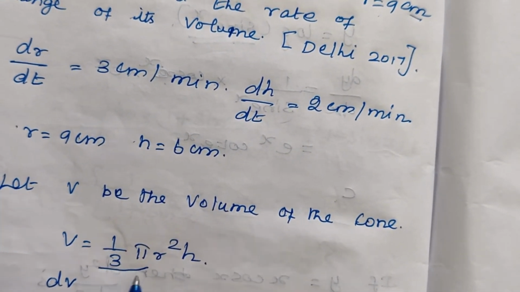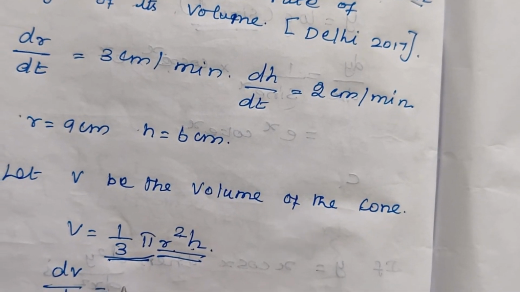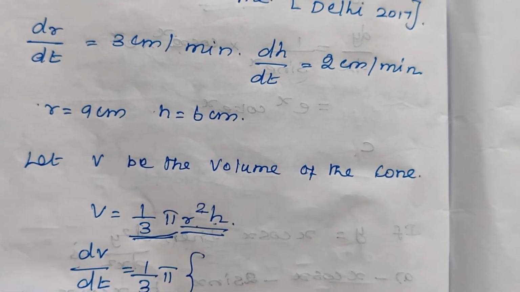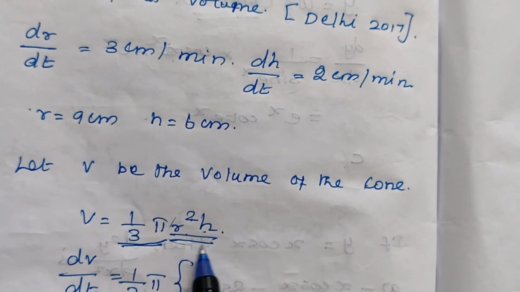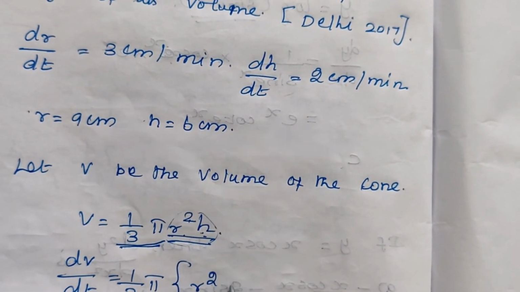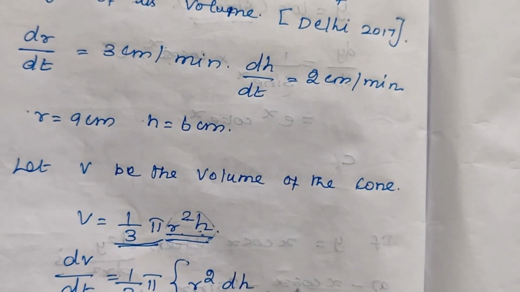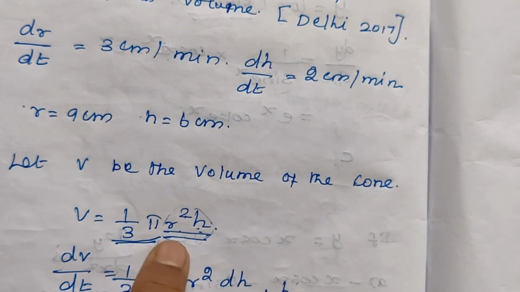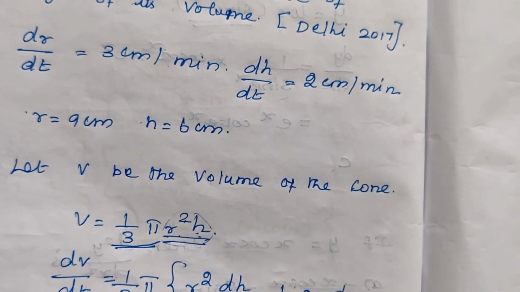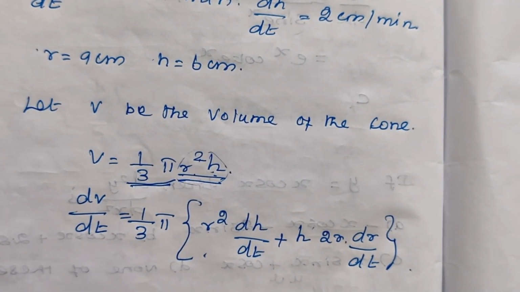So 1 by 3 pi is a constant. Here what are the variables? R and h. So 1 by 3 pi you have to take outside. Next, here r square h. So uv. So first I keep r square as constant and differentiation of h is dh by dt, plus, now you keep h as constant, differentiation of r square. So that is 2r into dr by dt.